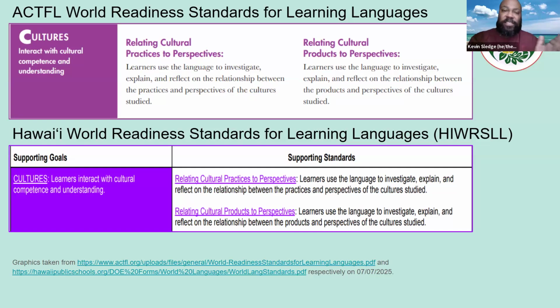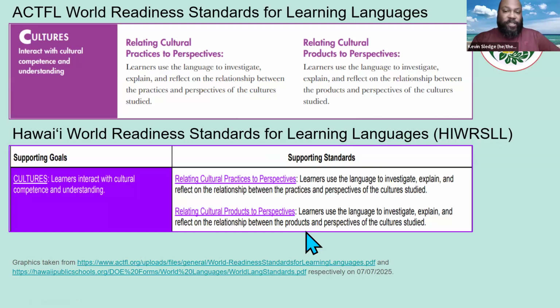And if you're not sure what practices and perspectives means, don't worry, we will talk about that in just a bit. But again, you'll notice that the Hawaii World Readiness Standards are very similar. According to the HIRSL, we should be assessing that students are able to interact with cultural competence and understanding. And what that means, you can see on the right side of this graphic that we have here, entitled or sectioned off as relating cultural practices to perspectives. There are those two words again, practices and perspectives.